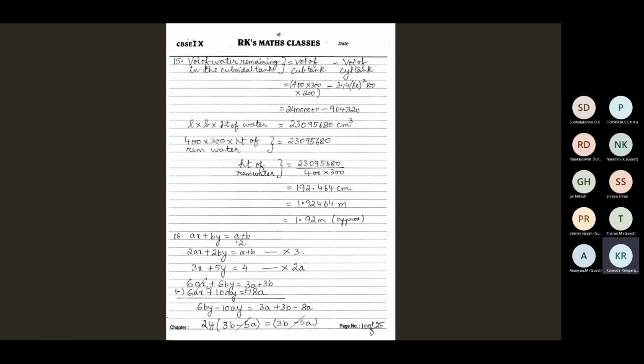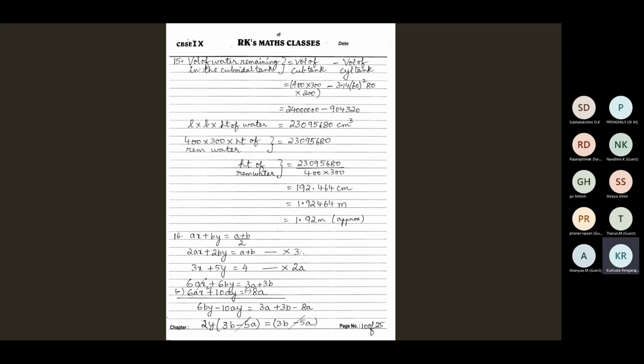So you need to first cross multiply and get 2ax plus 2by is equal to a plus b as the first equation. The other one is given to you, 3x plus 5y is equal to 4. You can equate the coefficients of x or y. I have multiplied so that we get rid of the x terms.